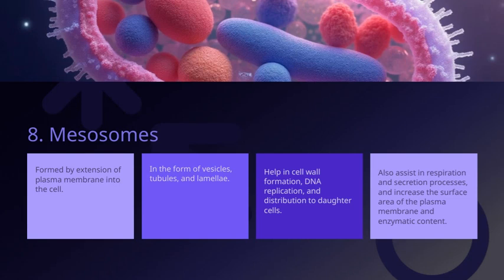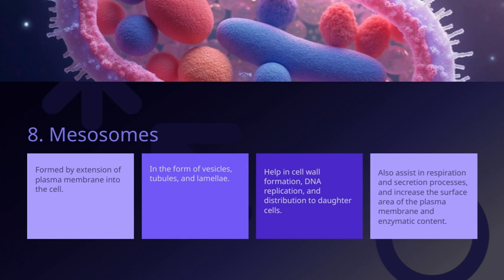Now, let's look at mesosomes and their role in the cell. They assist in respiration and secretion processes, which are vital for the cell's energy production and waste removal. Additionally, mesosomes increase the surface area of the plasma membrane, providing more space for enzymes and other proteins necessary for metabolic activities. This expansion enhances the efficiency of these processes.